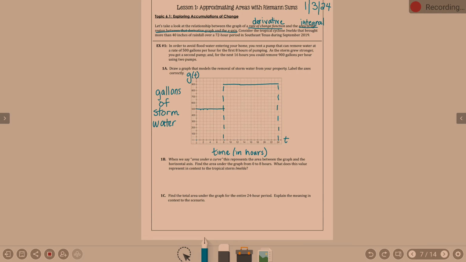4,000. Why 4,000? 500 times 8. Because what's going on here? This is 500 gallons per hour for how long? For 8 hours, right? That's what's happening in that section right there. And so when you do 500 times 8, you get 4,000, right? So that's the area under the graph from 0 to 8 hours.